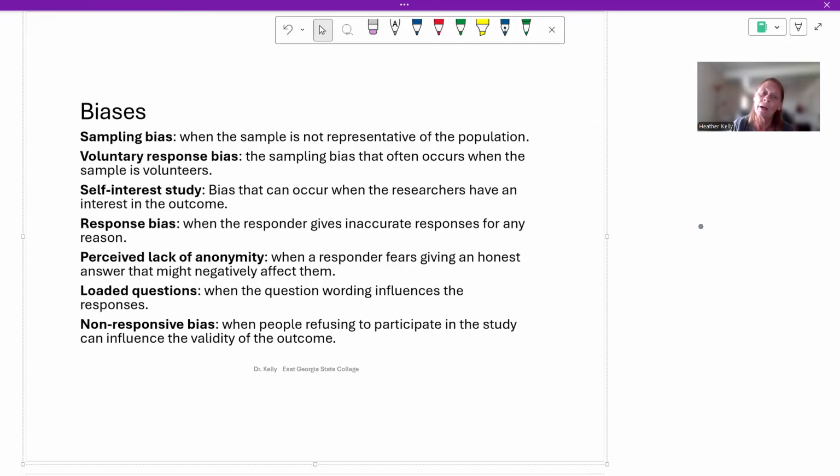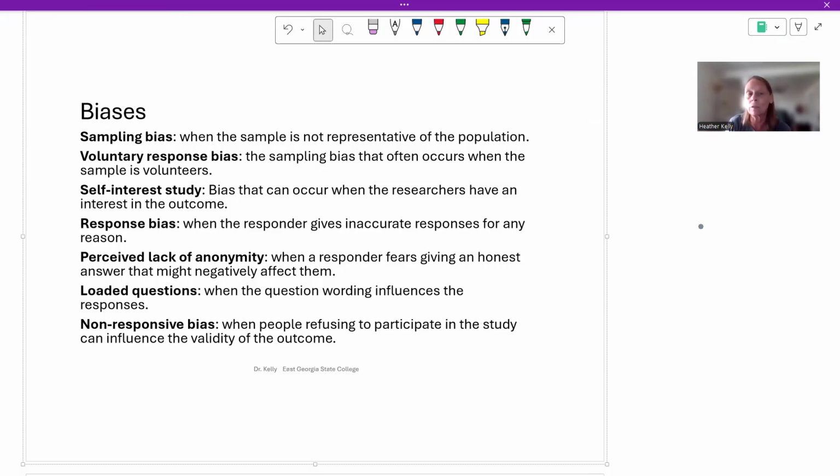Voluntary response bias, and that's the sampling bias that often occurs when the sample is volunteer. They're eager to say their opinion, they're eager to participate, for one reason or another. Maybe they are against drunk drivers because someone died and this is a survey about drunk drivers. You never know what the biases could be underlying.